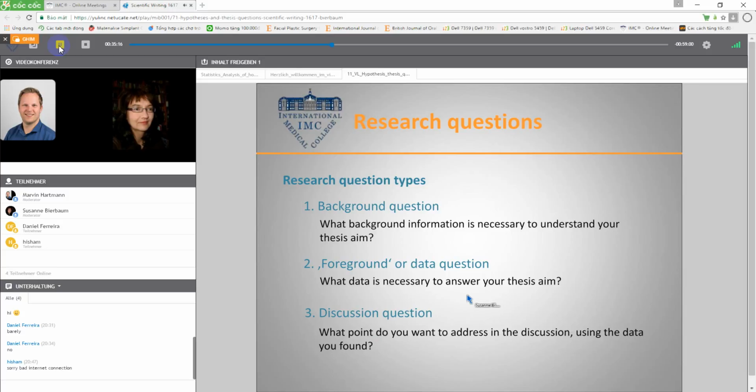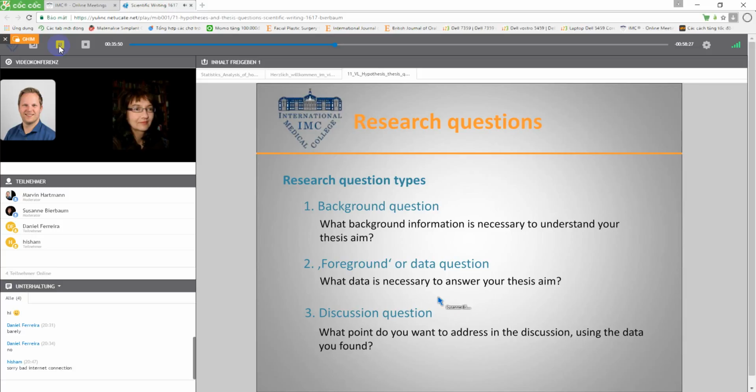Now, the most important research questions, number 2, are foreground questions, data questions. These are the questions you phrase so you are able to search the literature to get the actual data for your results part. If you're asked to write such questions, you can write background questions. You don't have to. You can write discussion questions. You don't have to. But you definitely have to write data questions. Maybe around 3 or something like that.